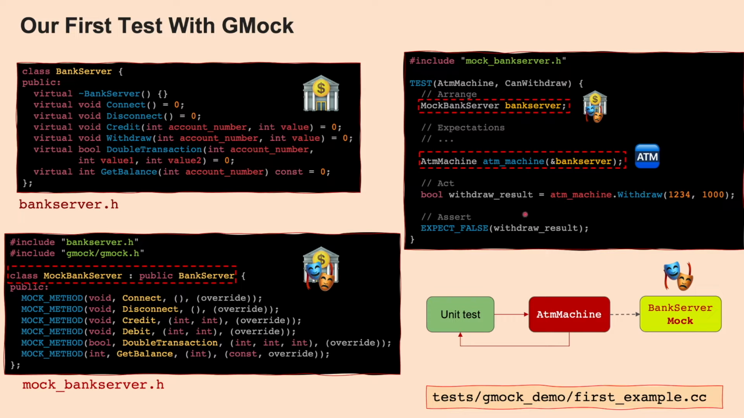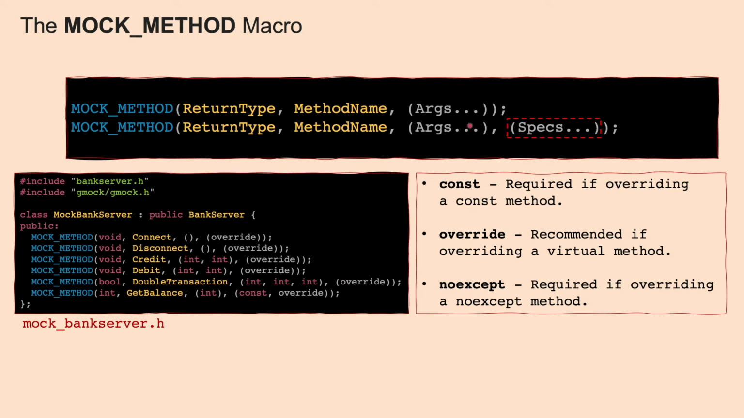However, we saw that the result is false and we are not really able to withdraw. Now, before I tell you how this can be fixed, let's focus and talk about this macro in more detail. The mock method takes several parameters. The first one is the return type, as we saw before. The second one is the method name. And the third parameter is the list of the argument types.